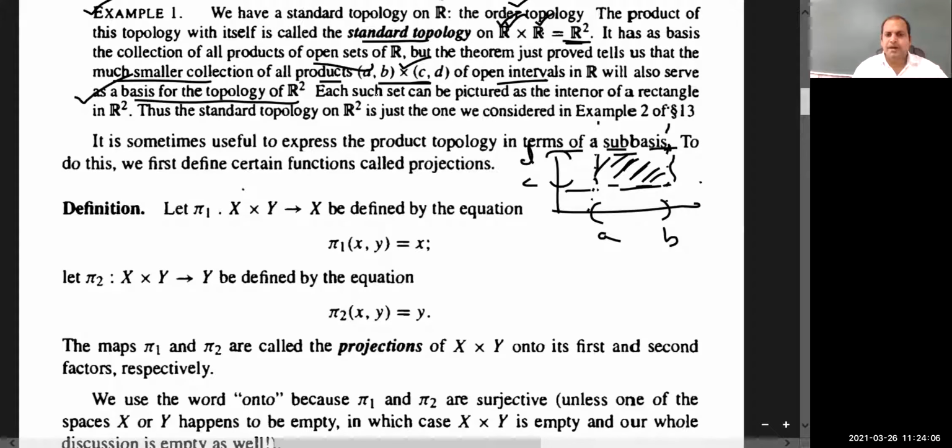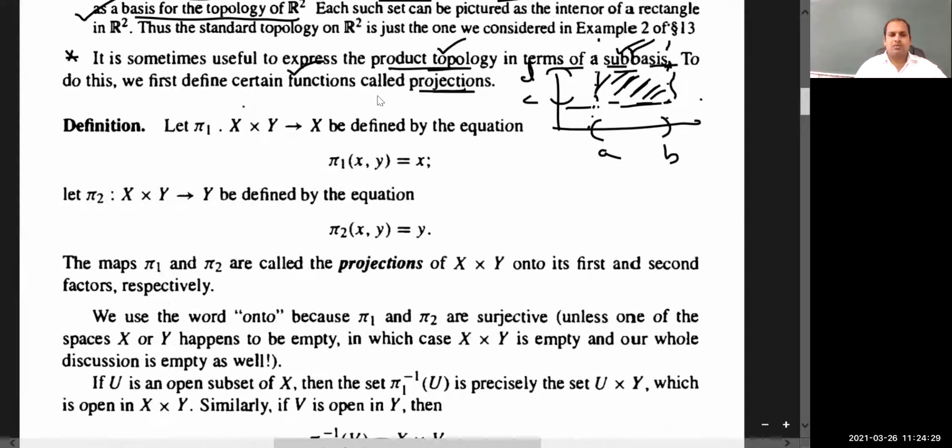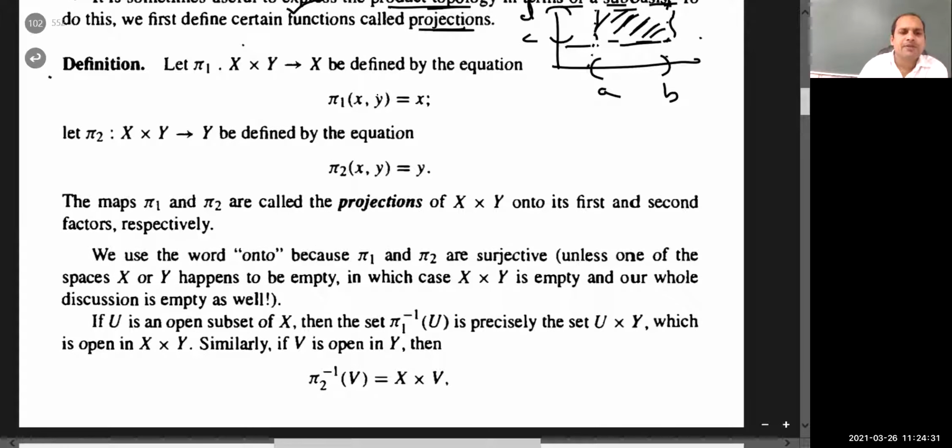It's easy to define. See, for the product topology, this result is very important: it is sometimes useful to express the product topology in terms of a sub-basis. To do this, we first define certain functions called projections. Actually, we are going to define the product topology in terms of projections, in terms of a sub-basis, and that sub-basis can be expressed in terms of projections. So for that, read this definition.